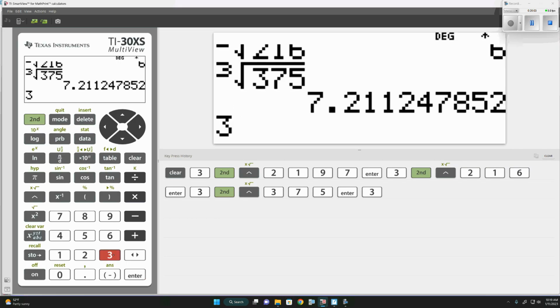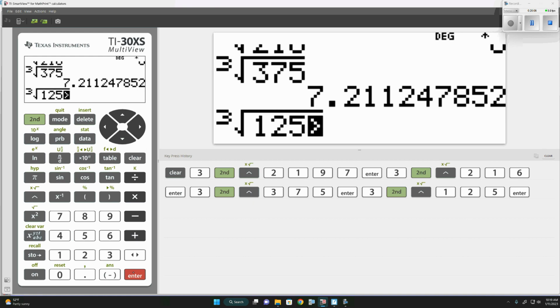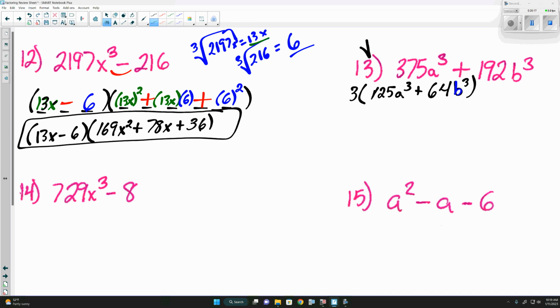I think so, and I think we've used it a few times by this point. 5. Is 64 a perfect cube? And it is 4. So the cubed root of 125a cubed is 5a. The cubed root of 64b cubed is going to be 4b. So because it has variables in both, we're going to end up having variables in all the spots inside the parentheses, except for the signs, obviously.